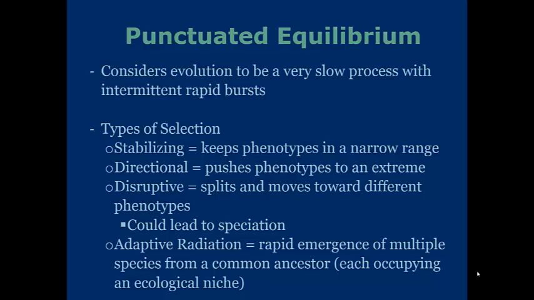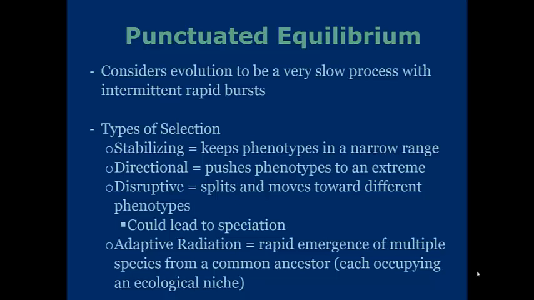types of selections. Stabilizing selections will keep phenotypes in a narrow range. This is largely based on environmental factors that are perpetuating these sorts of phenotypes. Directional is going to push phenotypes to an extreme. So if an extreme environment change occurs, then only individuals with certain extreme traits are going to be able to reproduce successfully. Disruptive is when these expressions split and move toward different phenotypes, which may lead to speciation.